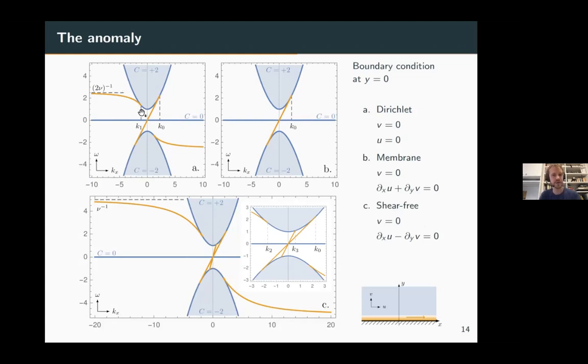So in the first case, we have 2. In the second, we have 1. And in the third, we have 3. But the Chern number is always the same because it's a bulk invariant. And if we expect the edge modes to be topological, it is a bit surprising that their number depends on the boundary condition. So the rest of the talk is to explain why there is this anomaly and try to quantify that precisely.